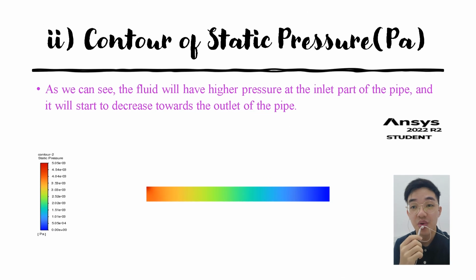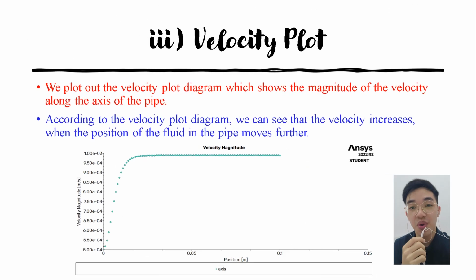The next result will be the static pressure. As we can see, the fluid will have higher pressure at the inlet part of the pipe and it will start to decrease toward the outlet part of the pipe. Here, we will plot the velocity plot diagram which shows the velocity magnitude along the pipe axis. According to this velocity plot diagram, you can see that the velocity increases when the position of the fluid in the pipe moves further.